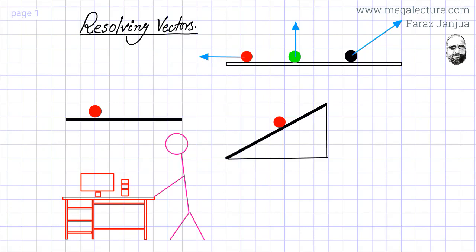One very important thing about vectors is sometimes we have to resolve a vector into its components. Some vectors are very simple to understand. For example, I made some diagrams over here. As you can see, this vector is acting parallel to the surface, and we normally recognize it as a horizontal component or a horizontal vector, and it is very simple, and we know that the object will accelerate this way.